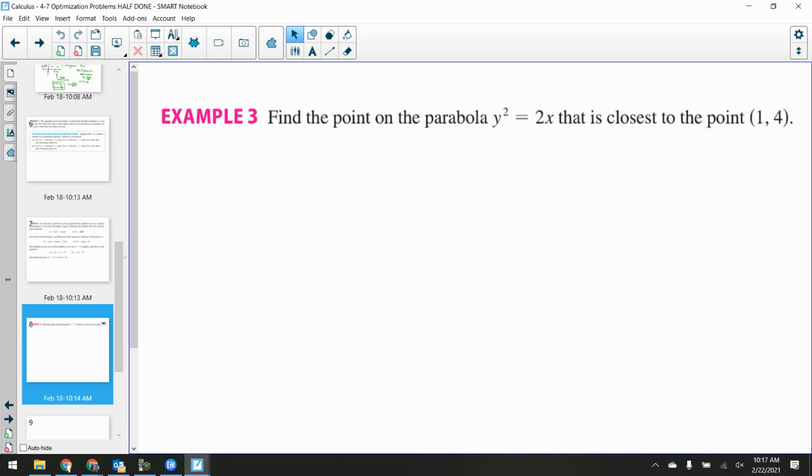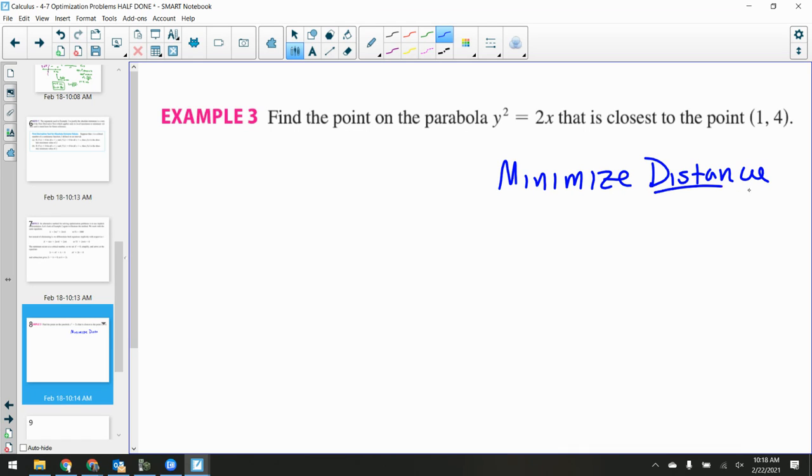Good. We're trying to minimize distance. That's what we're trying to minimize, right? We're trying to get this to be as close as possible. Okay? We're trying to find, based on this parabola, y squared is equal to 2x, the parabola sitting on its side, when it's closest to the point (1, 4). So we're minimizing distance. That's what we're trying to minimize.